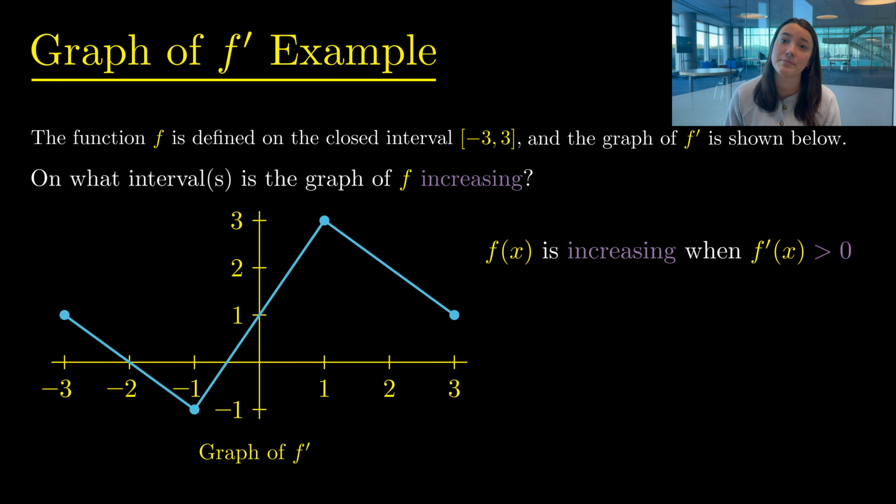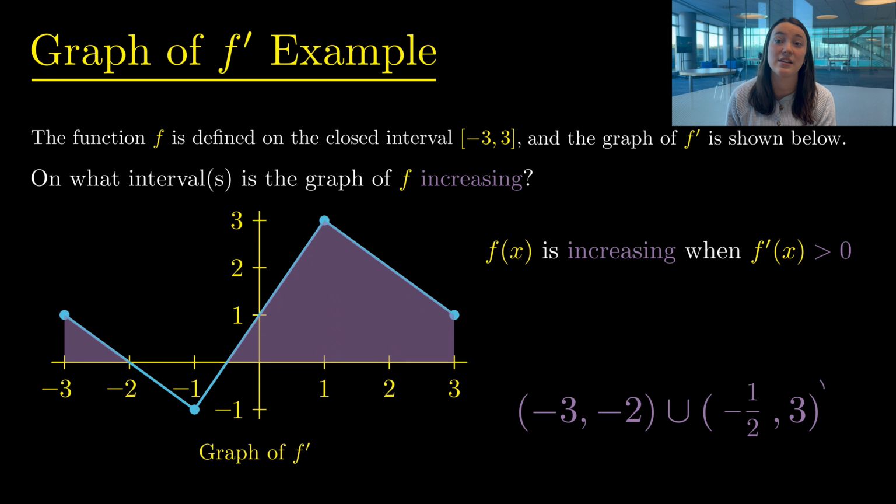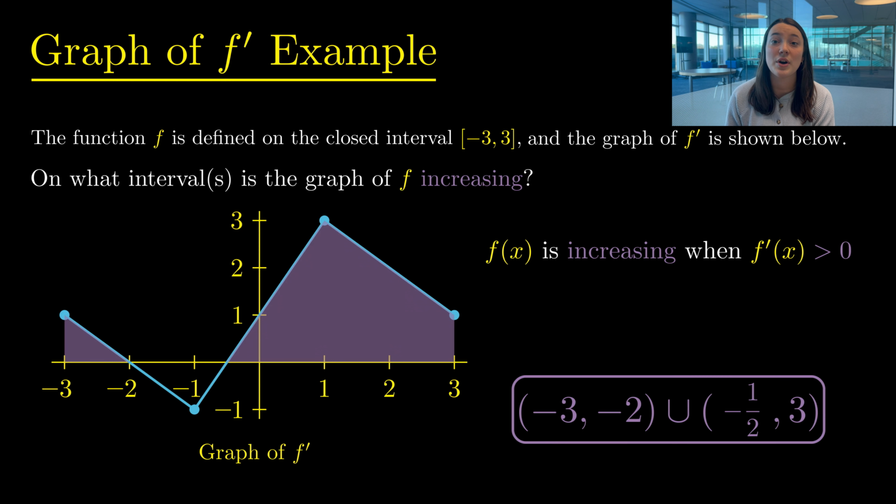graph of f prime. So, let's try to see where this given graph of f prime is positive, meaning above the x-axis. It looks like our f prime graph is positive on the interval -3 to -2, and f prime is also positive from x equals -1/2 to 3. So, f is increasing on these two intervals since f prime is positive there. As long as you memorize our increasing rule and focus on the f prime portion of the rule, you'll be able to master these f prime graph questions.